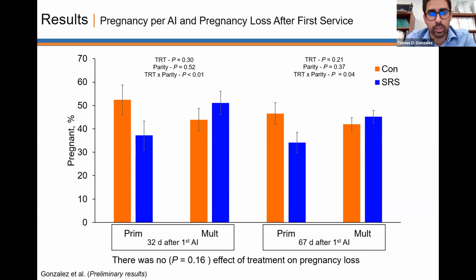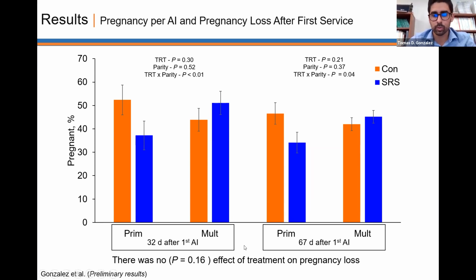So in here, for the treatment, we don't have a statistical difference. In the parity, we don't have a statistical difference, but we have a difference in the treatment by parity interaction. The same on the right side, we're going to have the same distribution, but the difference here is 67 days. This is the reconfirmation of the pregnancies, and we have no difference between treatment, no difference between parity, and we have a statistical difference in the interaction, treatment by parity.